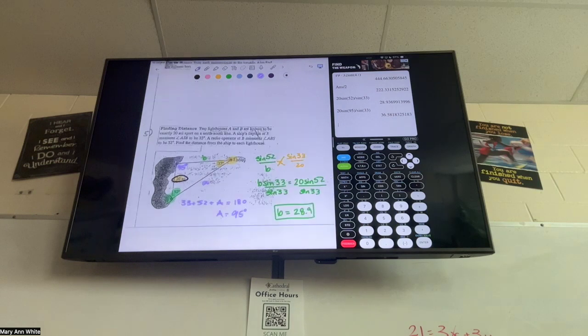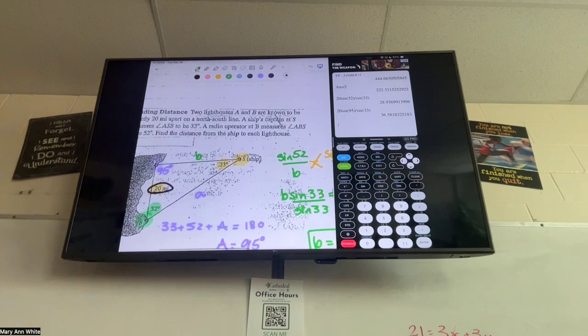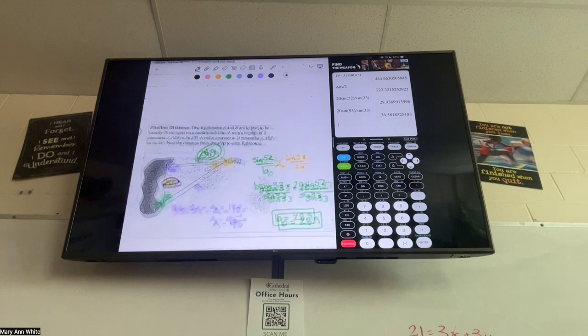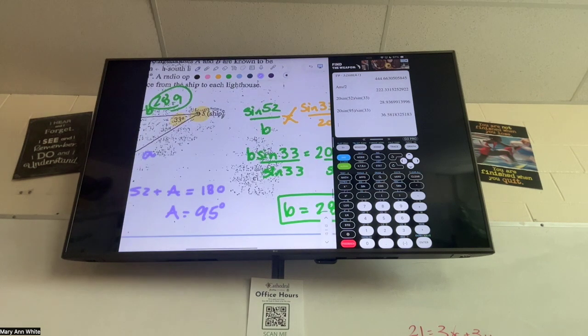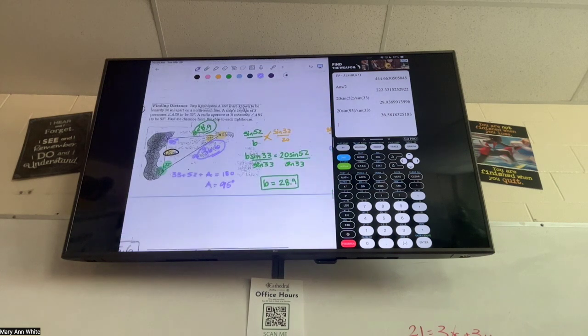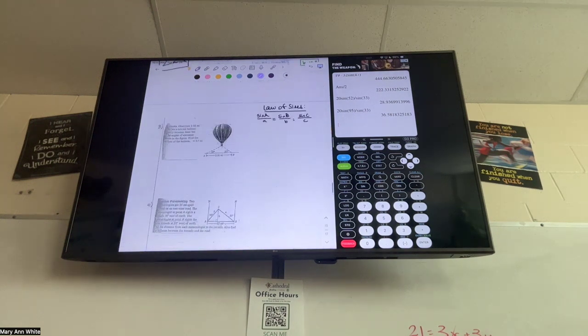It said find the distances from the ship to each lighthouse, and so little b, the distance from the ship to lighthouse A was 28.9. And then the distance from the ship to lighthouse B was little a, so that was 36.6. So I think we found both those distances, right? Nice. Okay, if I'm gonna jump back up, we're gonna go over number 3 next.